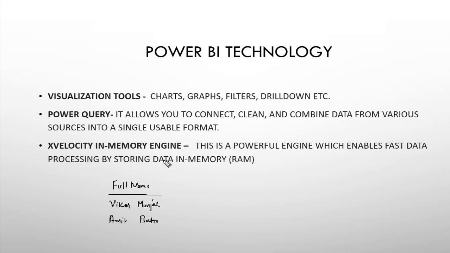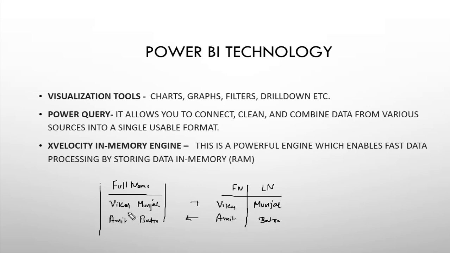Using Power Query, you can convert it into two different columns. First name column will be separate and last name column will be separate. You want to convert a single column into multiple columns like Vikas and Munjal separate. Similarly, Amit, Batra separate. Or you may do it the other way around also, like you may have two columns and in the output you want a single full name column, so that can also be done. So both ways are possible. So these kinds of things can be done with the help of Power Query, like you can clean the data in the desired manner.